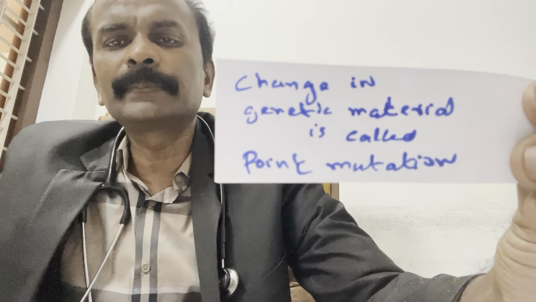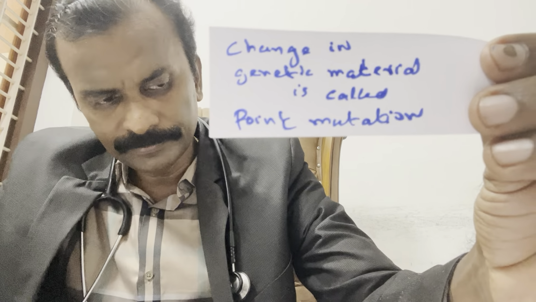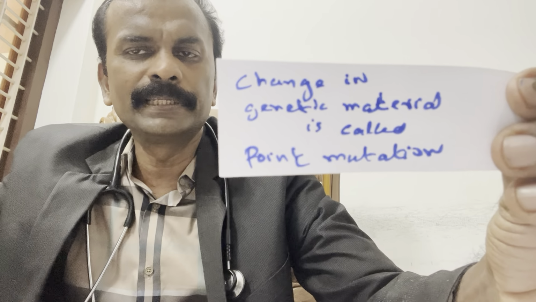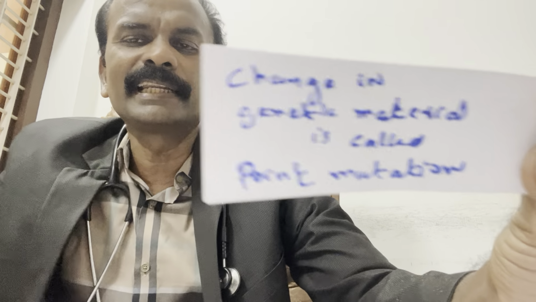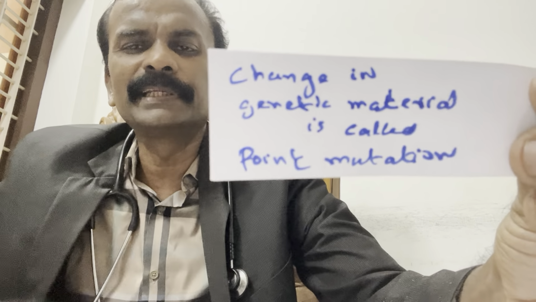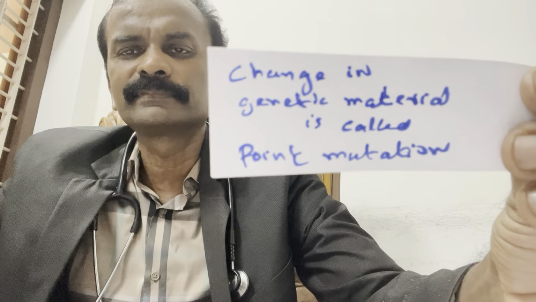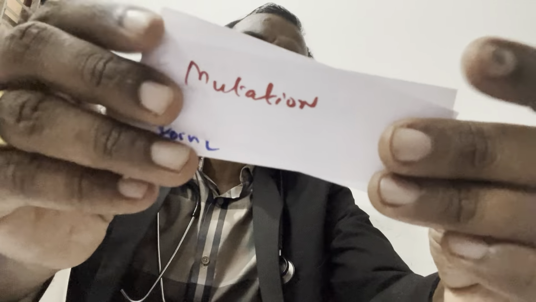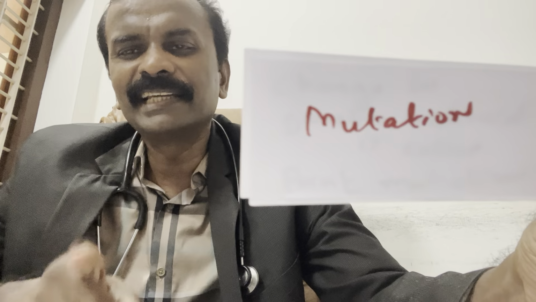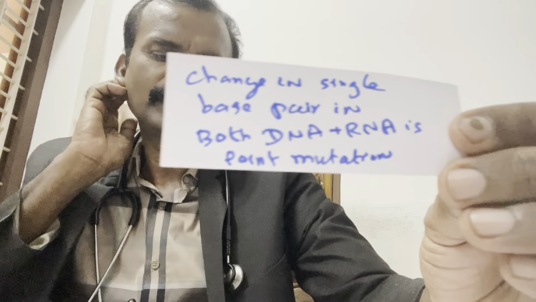Change in genetic material. Change in genetic material is called point mutation. True or false? I am telling about genetic material. The key point here is genetic material. Think and answer. Change in the genetic material is called point mutation. True or false? Genetic material. Be very careful. If it is genetic material, always answer mutation. What is your answer?